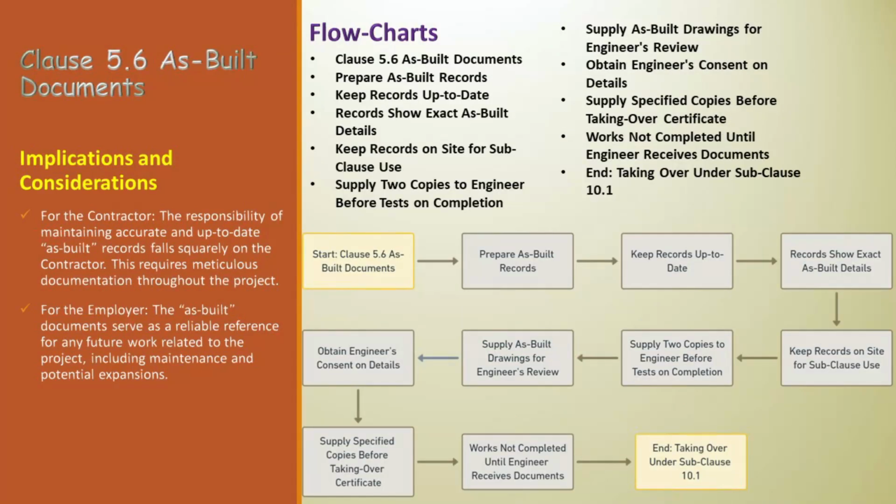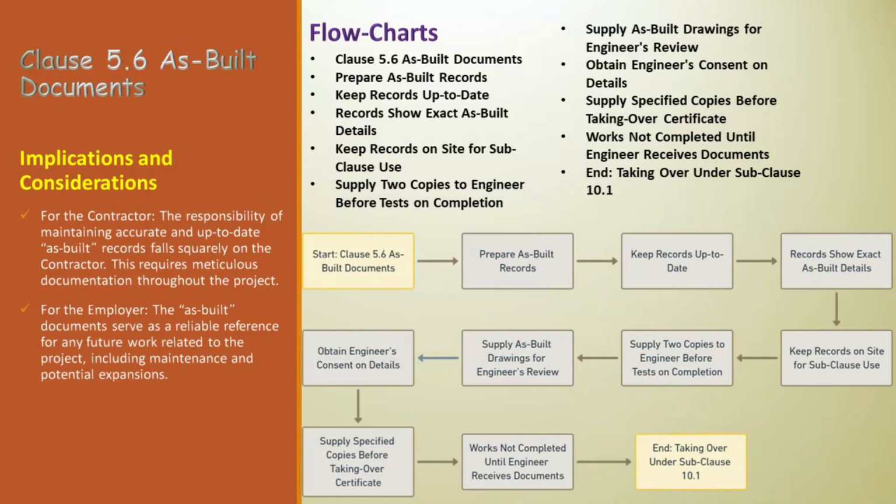Moving on to clause 5.6 as-built documents flowchart. Starting node. Clause 5.6 as-built documents. This is the beginning of the clause that outlines the contractor's responsibility to prepare a record of the works as they were actually built. Next is prepare as-built records. The contractor is required to create a complete set of records that document the actual construction of the works.